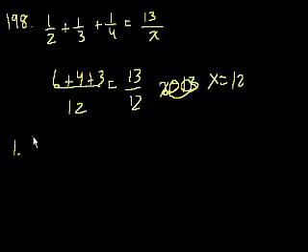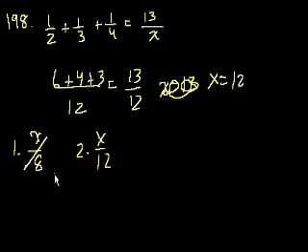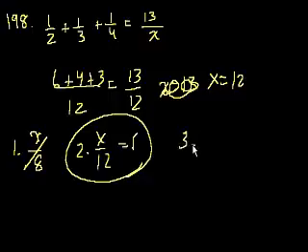Choice 1, x over 8. Is that an integer? No. 12 divided by 8 is not an integer. It's 1/2. Choice 2, x divided by 12. Is that an integer? Yeah, sure. I mean, 12 divided by 12 is equal to 1, so that works. Choice 3, x divided by 24. No, x is 12, so x divided by 24 is half. So 2 only is the answer, and that is choice B.